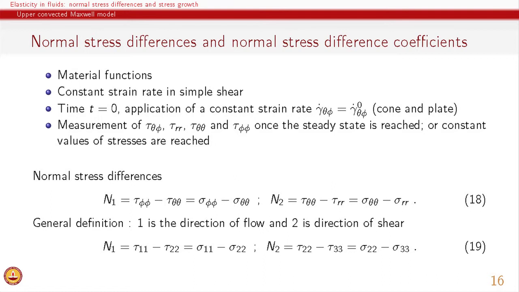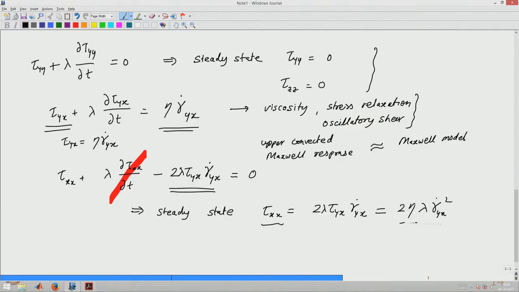And for most general fluids, we can therefore try to characterize by doing an experiment or by doing a simulation or doing a characterization and trying to see what is the normal stress differences in these fluids. So, therefore, we can define now a material function in terms of normal stress differences, and the idea is to apply a constant strain rate in simple shear mode. At time t is equal to 0, therefore, we apply a constant strain rate, and if we use let us say a device such as cone and plate, the velocity is in phi direction and the velocity changes as a function of theta, and therefore, we use gamma dot theta phi.